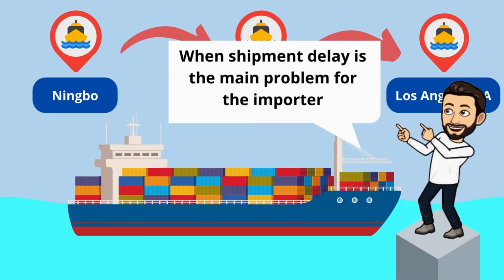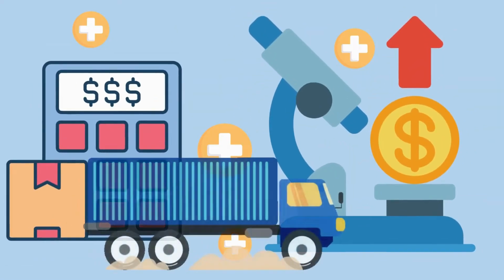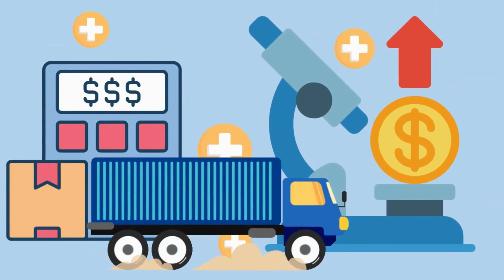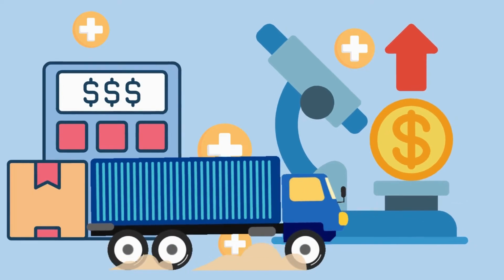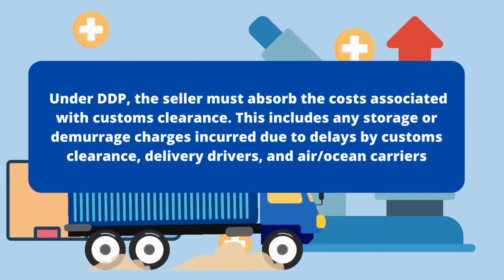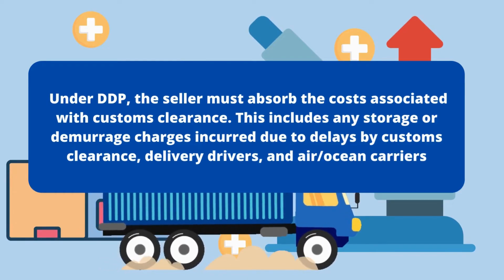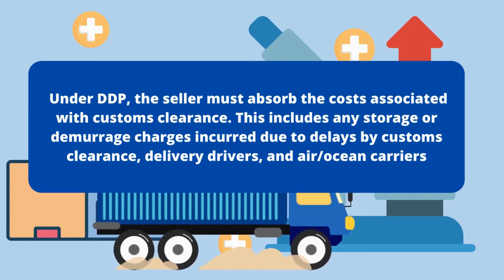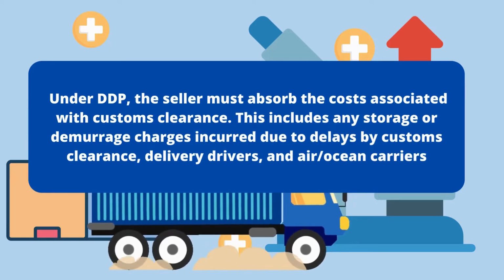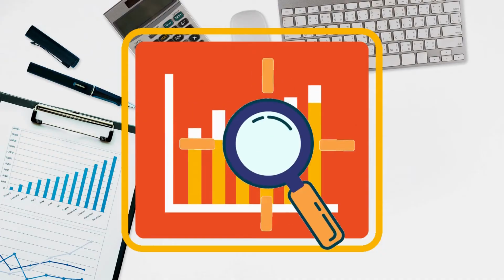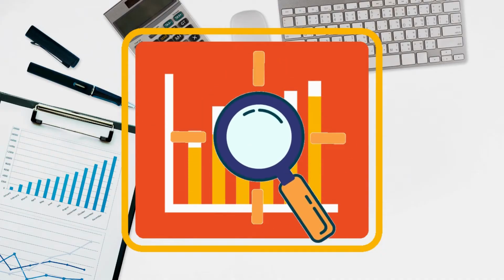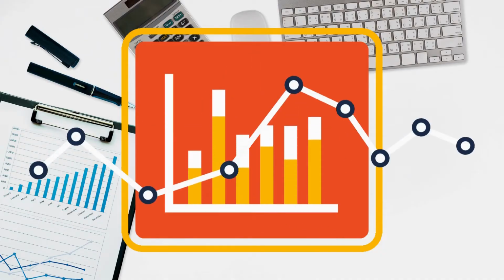While shipment delay is the main problem for the importer, the main problem for sellers under DDP term is the hidden cost or unanticipated costs. Under DDP, the seller must absorb the costs associated with customs clearance. This includes any storage or demurrage charges incurred due to delays by customs clearance, delivery drivers, and air or ocean carriers. Since these are unanticipated costs, they can quickly eat into your profits or completely negate them.